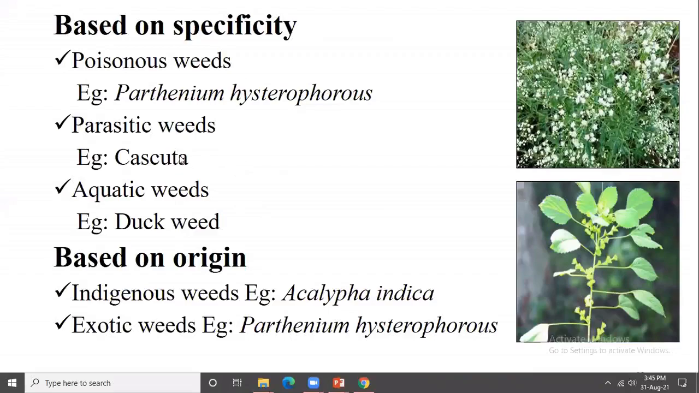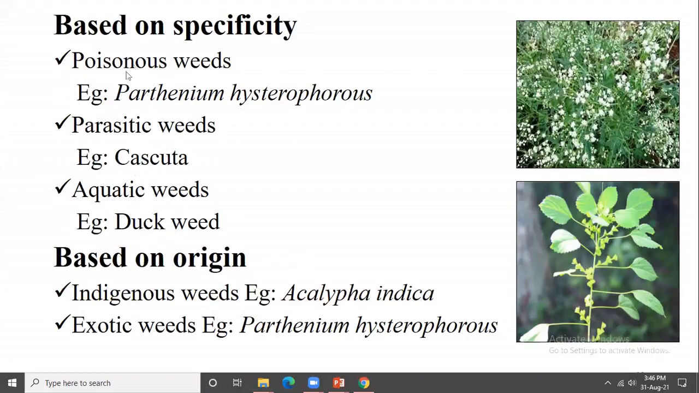Okay, now based on specificity: poisonous weeds, Parthenium hysterophorus. You can see this one, this is Parthenium hysterophorus. Then parasitic weed, Cuscuta. Then aquatic weed, duckweed.